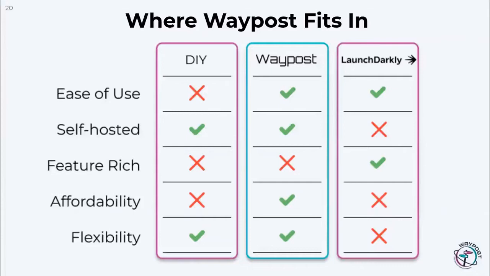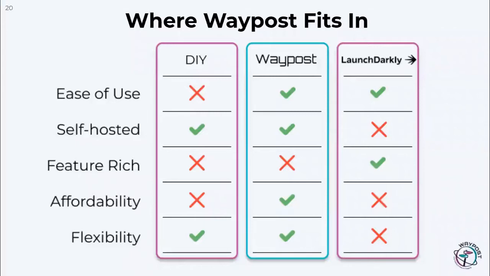If Solar Flare was a bigger company with more engineers, then building their own system would be a good option. And if they wanted a large set of features quickly and had a larger budget, then a paid solution like LaunchDarkly would be a good choice. But right now, the DIY option costs too much time and resources, and the paid option is too costly and inflexible for them. They also don't need many extra features. They just need to run some simple experiments.